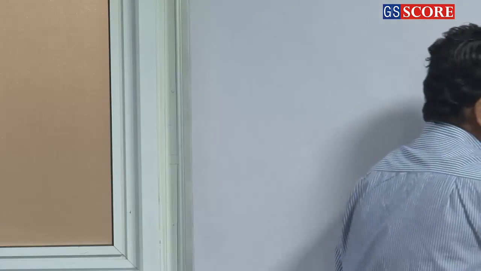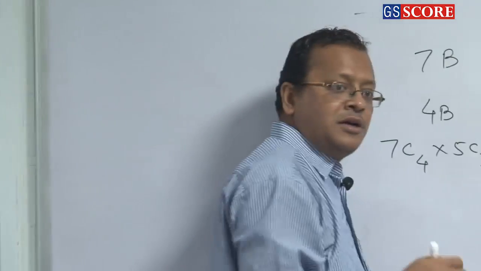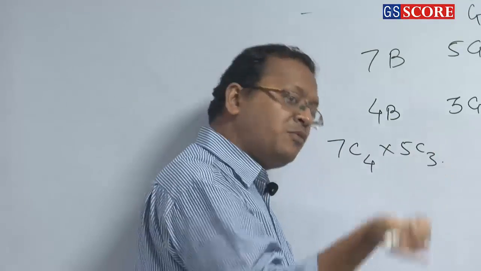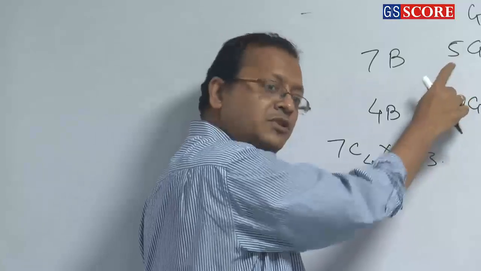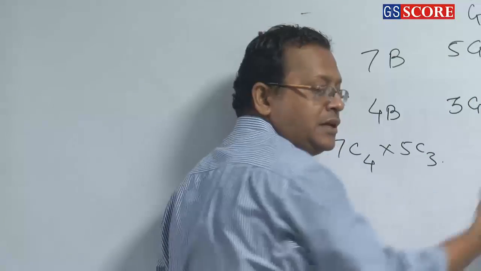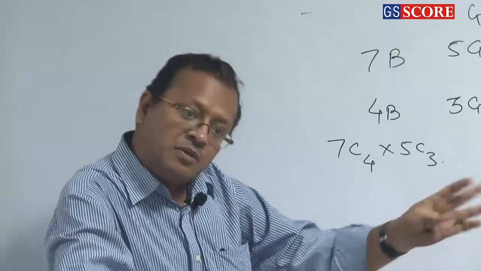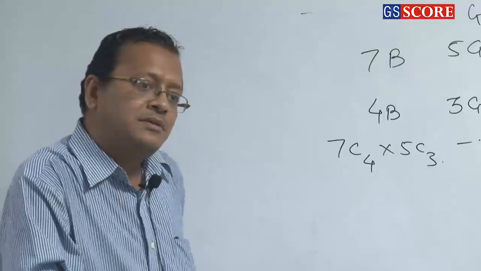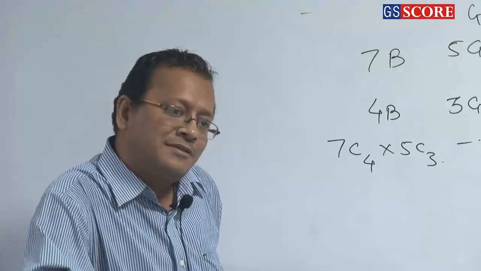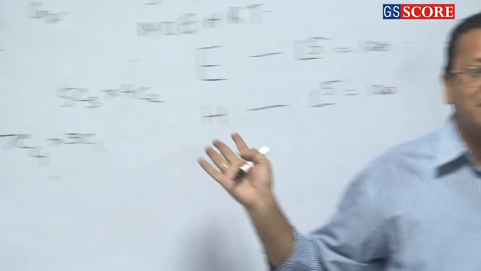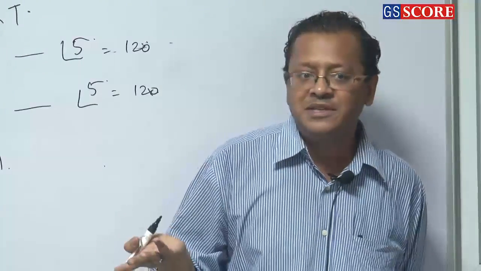So no problem with the boys, 7C4. If both of them are there and they are sitting over there, I have to select one more from 3 because 2 are already selected. So 7C4 into 3C1. These many committees are those in which both of them will be there. Minus it. So you have to apply mind here. Otherwise, it will be cumbersome. Okay, G1 is there, how many committees? If G2 is there, how many committees?